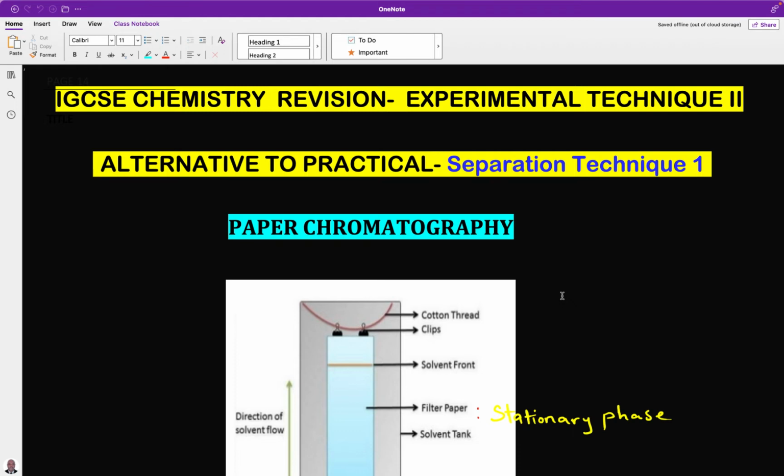In this video, we will be going to the second part of experimental technique 2, alternative to practical, separation technique 1. There are many separation techniques, and we will be starting with separation technique 1, which is paper chromatography.